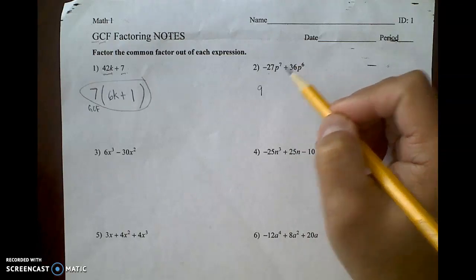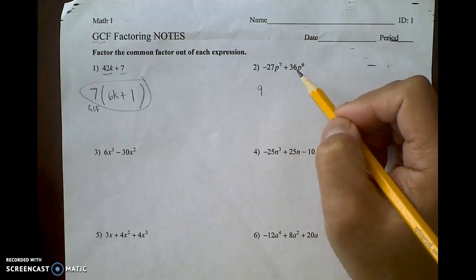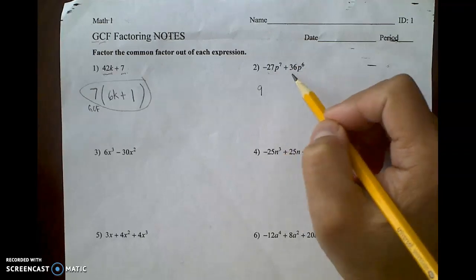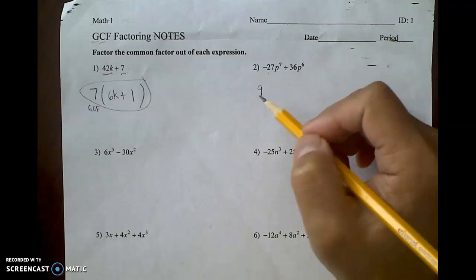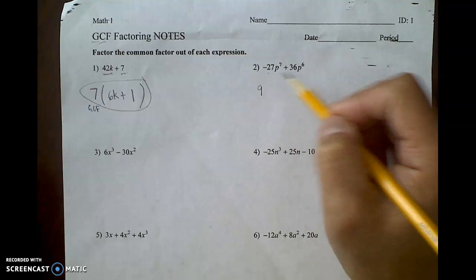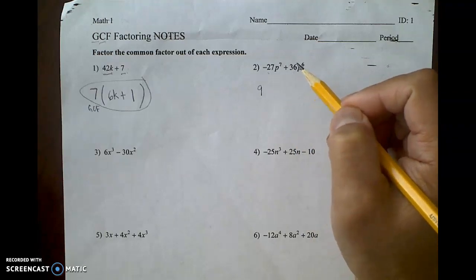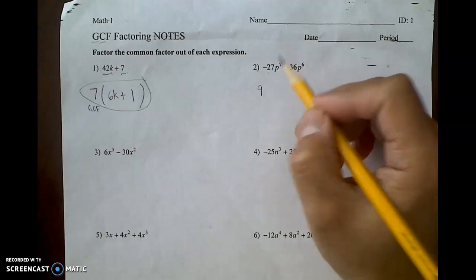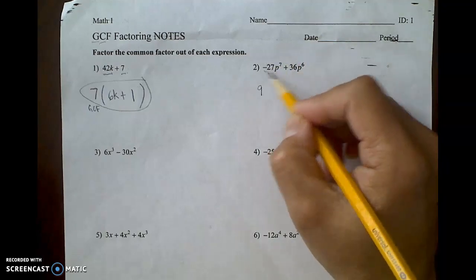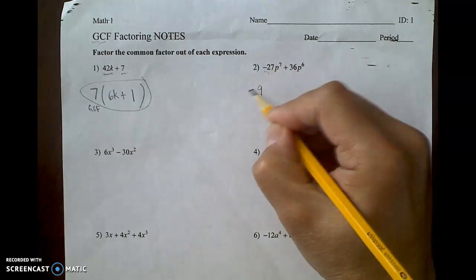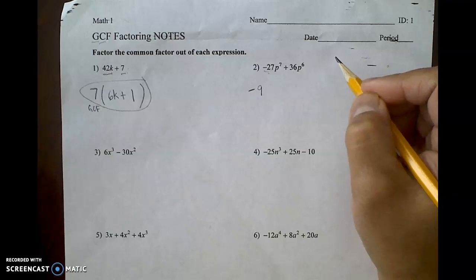Now, some of you may have thought maybe 3. Well, 3 does go into 27 and 36, but it is not the greatest or the biggest common factor between these two numbers. You have to have the greatest, the biggest. Now, because this lead term has a negative sign, our GCF is also going to have that negative sign.